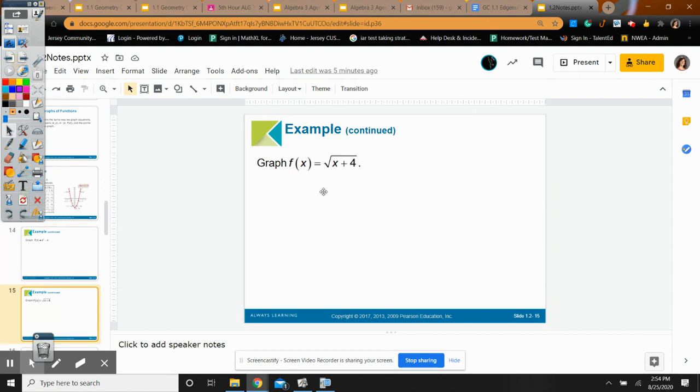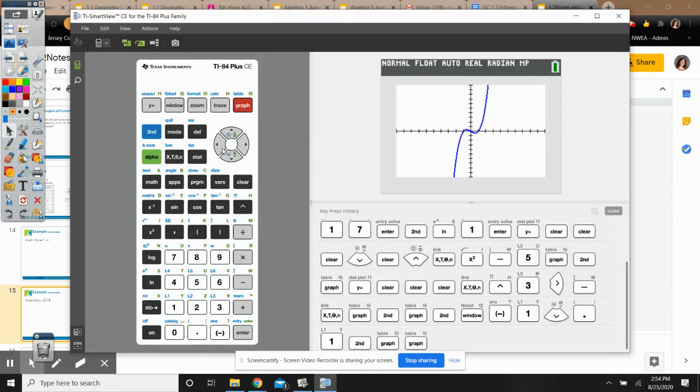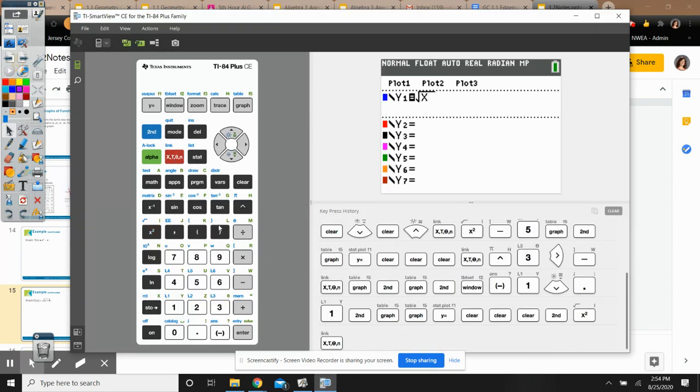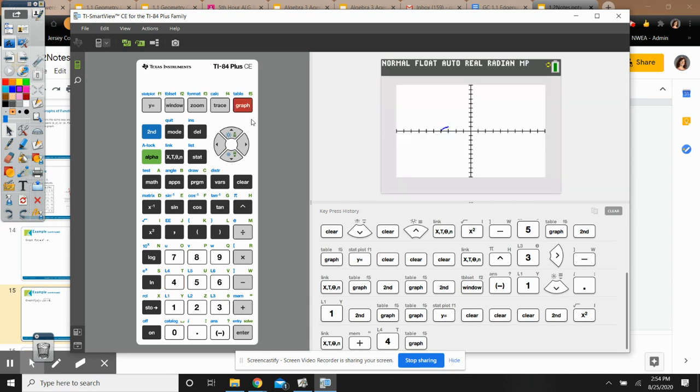How about this one? How do you graph it? It'll be y equals the square root of x plus 4. Clear this out, second x squared, and it should grow with me. Some of you with the older versions will have parentheses there. If you have calculator questions, you're going to have to come to office hours and ask me that too. X plus 4, hit graph. Okay, it's like half of a parabola.